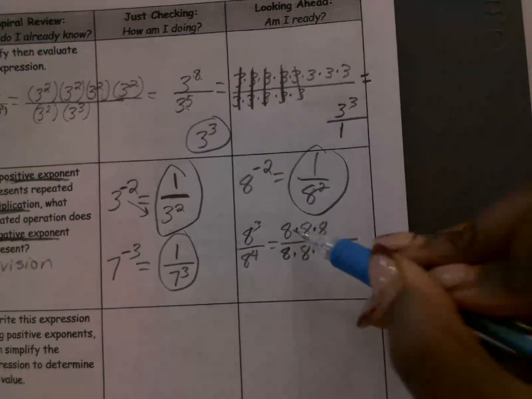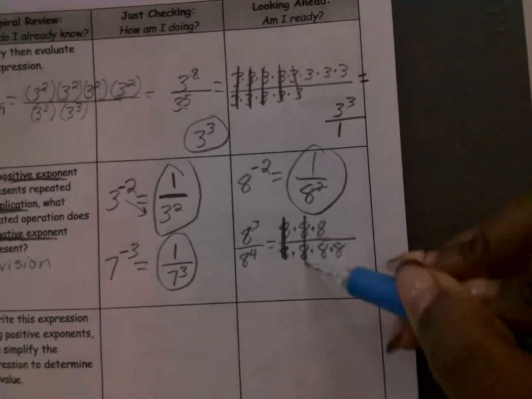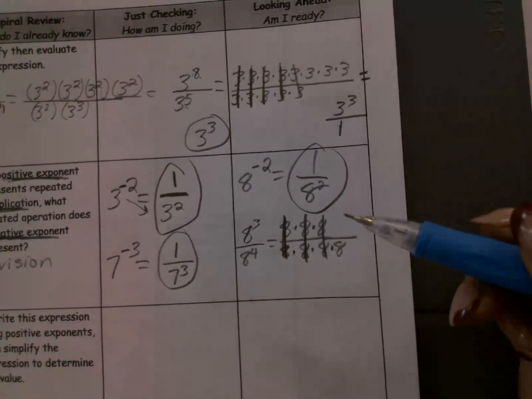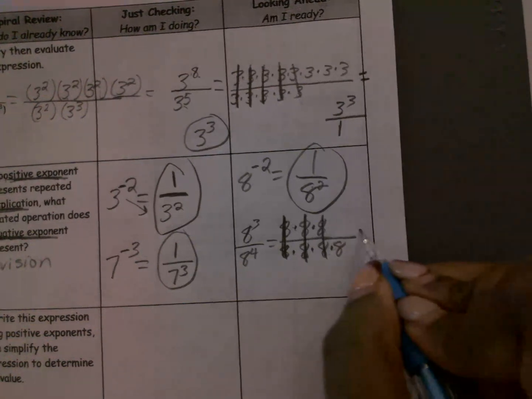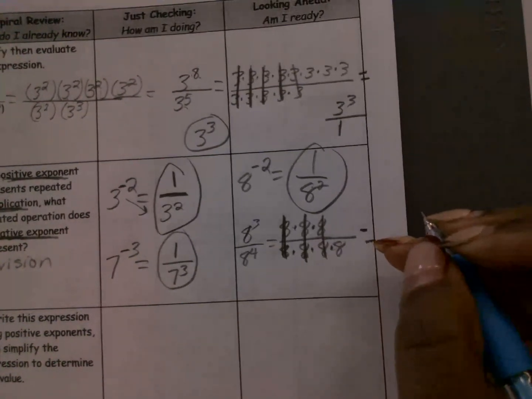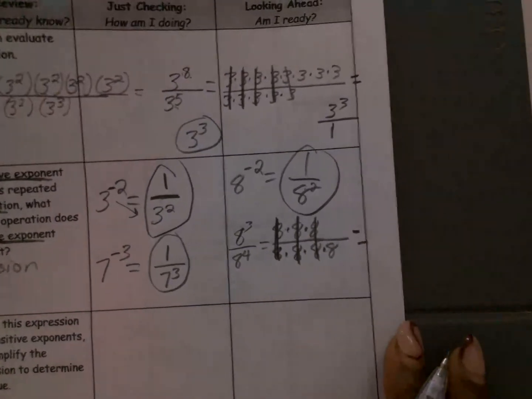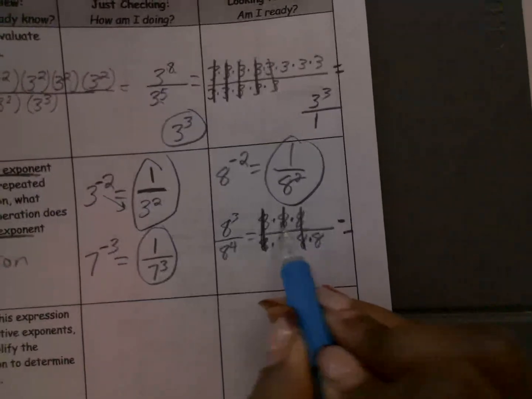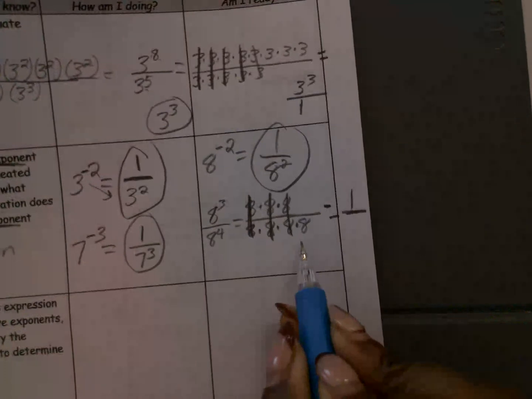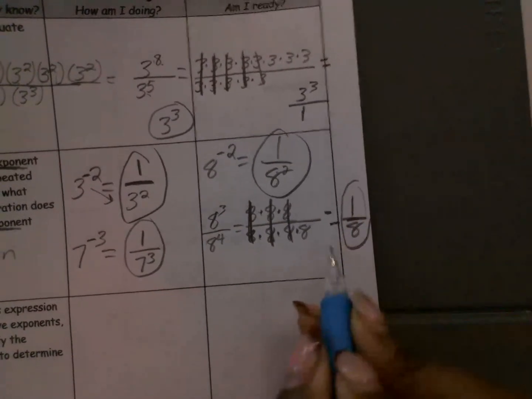When we divide, 8 divided by 8 gives us 1. 8 divided by 8 gives us 1. 8 divided by 8 gives us 1. Do you understand the logic there? So on the top, 1 times 1 times 1 gives you 1. On the bottom, what's left? How many 8s? One 8. That's how I get this as an answer.